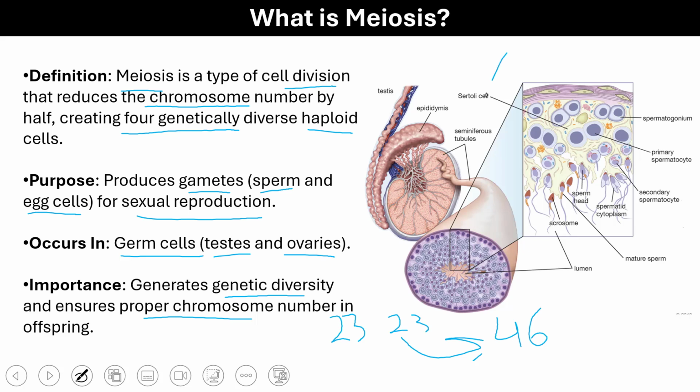Here you're looking at the male testes. Male testes has certain cells which are germ cells that undergo meiosis to produce sperms. The germ cells have 46 chromosomes, but after meiosis, the sperm only has 23 chromosomes.